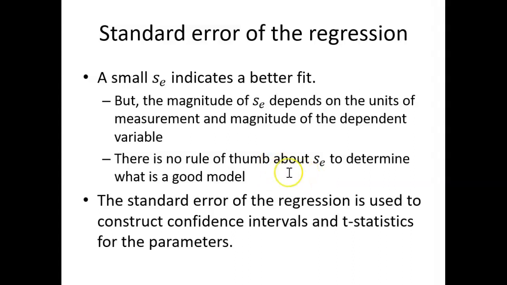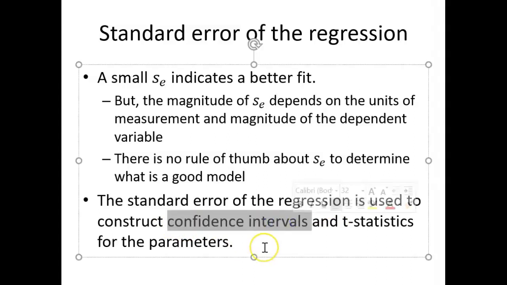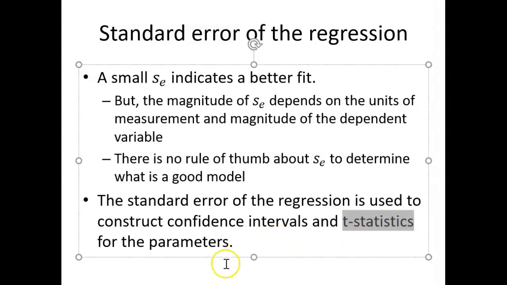Okay, and in this section of the book, it is what we use to begin to estimate the standard error of the individual parameter estimates. And we'll use that to construct confidence intervals for our parameters and t-statistics that we can compare to critical t-values to see if our slope and intercept parameters are statistically different from zero.